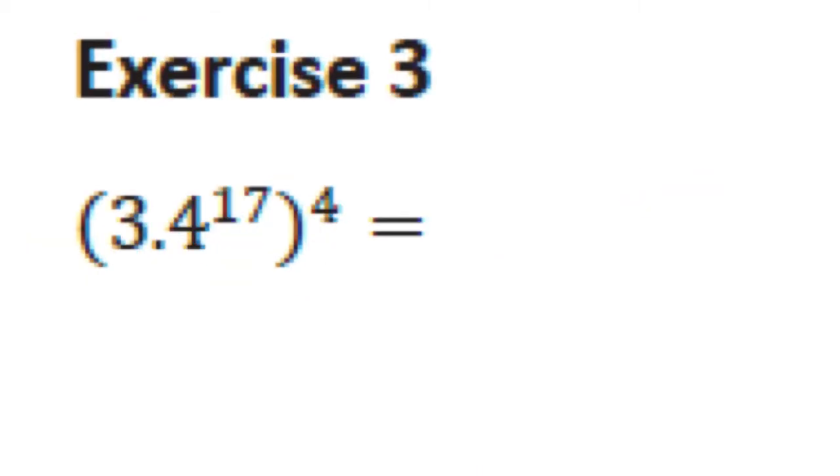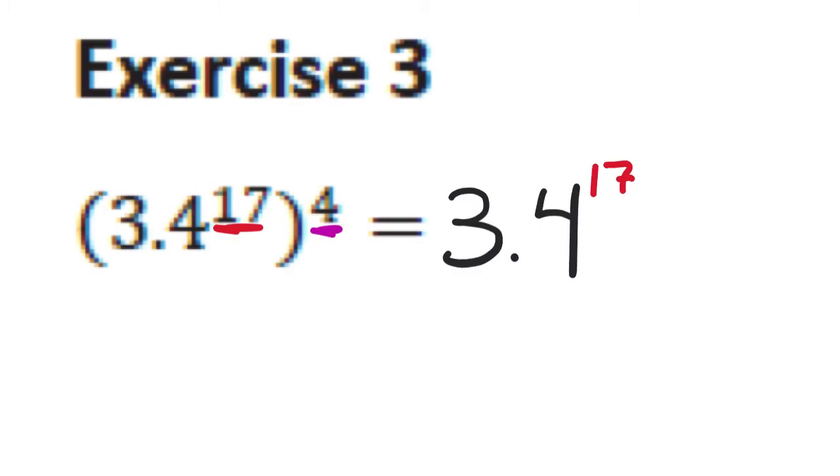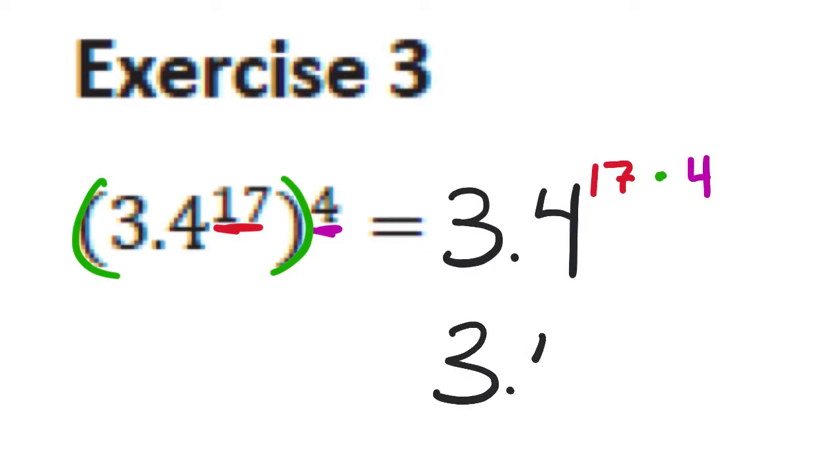And yes, it is okay to have bases that are decimals, because again, we're not really changing the base right now. We're just looking at the base as is, in this case 3.4. On the inside of the parentheses, we got the 17, so it was 3.4 to the power of 17. And then on the outside of the parentheses is an exponent of 4, but because of the parentheses, we're going to be multiplying those 2 exponents. So again, the base will not change. It's still 3.4. But then 17 times 4 is 68.